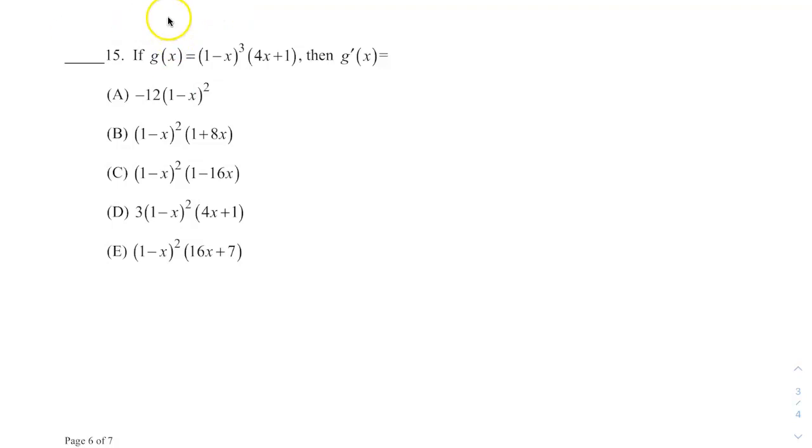This is a classic one. If g of x equals (1 minus x) cubed times (4x plus 1), find g prime, and then you have to match it. I said it's a classic one because notice there are 2 x's. So it's a product rule, but one of them is a chain rule. First there's going to be a product rule, f times g. If you remember, product rule is f prime times g plus g prime times f. And then we also have to simplify it. So it's a classic AP problem.